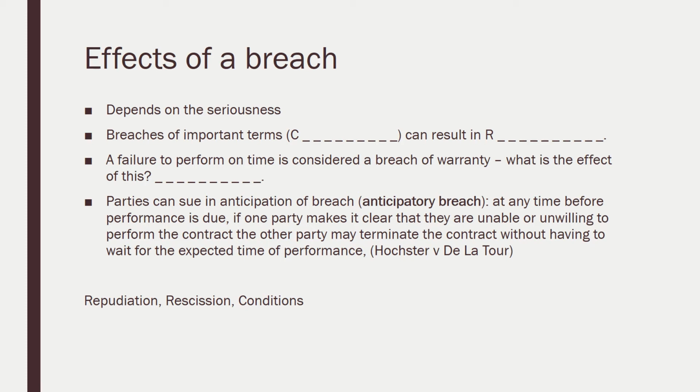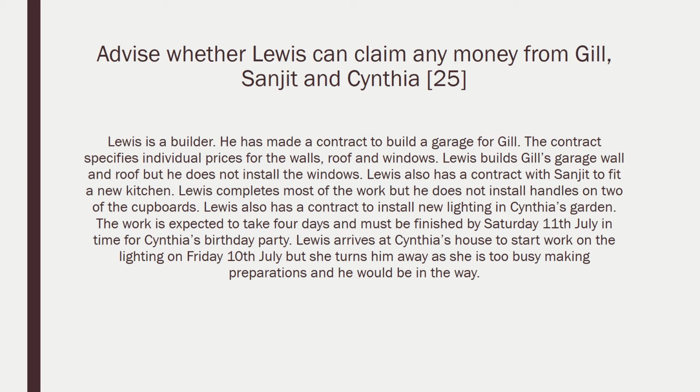And as I've just covered with you, you can sue in anticipation of breach at any time before performance is due. But of course, as the party suing in anticipation, you have to bring evidence to show that the other party made it clear that they are unable or unwilling to perform the contract. Now, if somebody becomes unable to perform a contract out of their control, then that's where we can go on to our next topic of frustration. Okay? But first of all, I'd just like you to look at a typical OCR scenario.